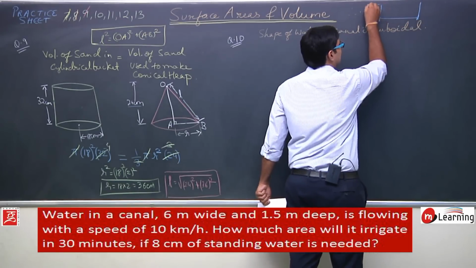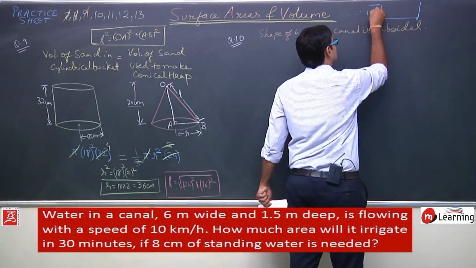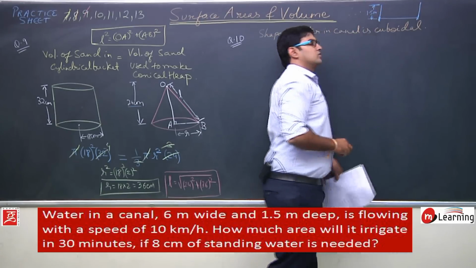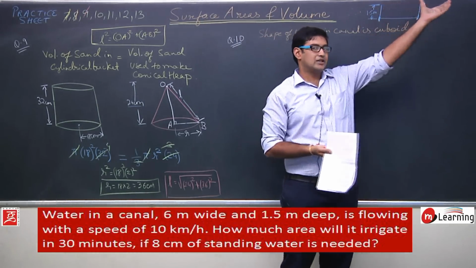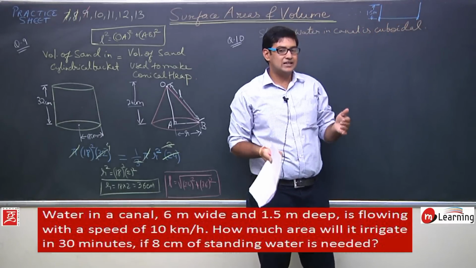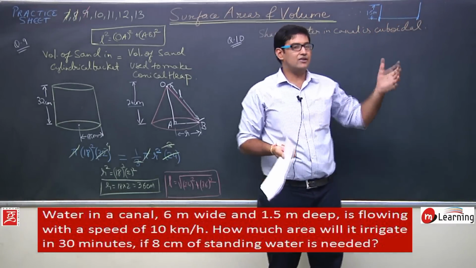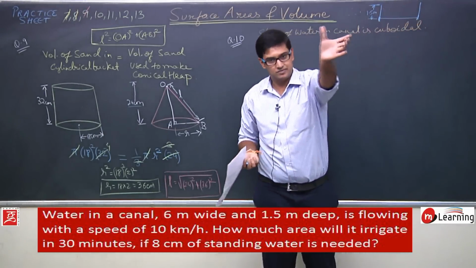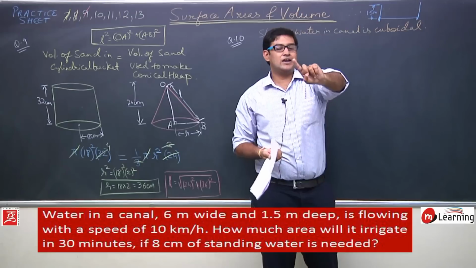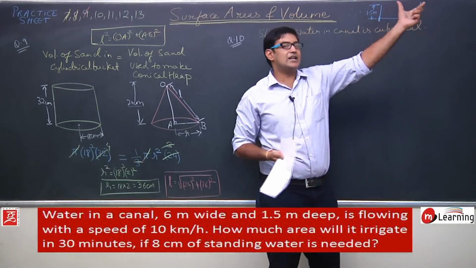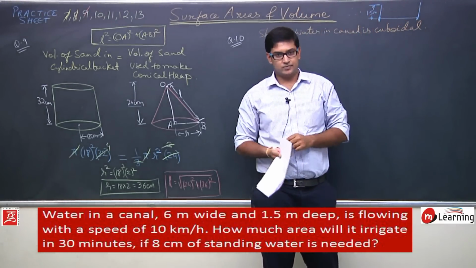Why cuboidal? I can see that this is the canal, this is the 6 meter wide canal, this is the height of the canal, which is 1.5 meters. So water is flowing from this canal like this. You can assume this canal as a rectangular pipe, and water is flowing like this, in this direction. So in 1 hour water will travel 10 kilometers of distance.